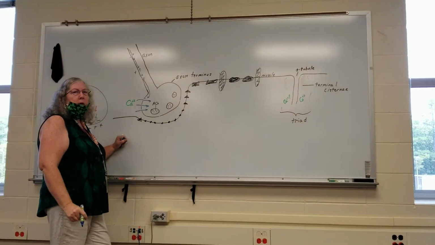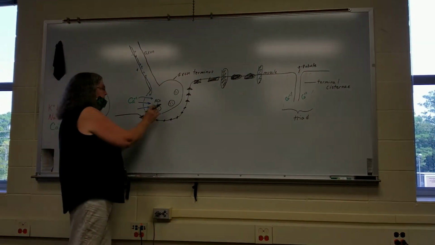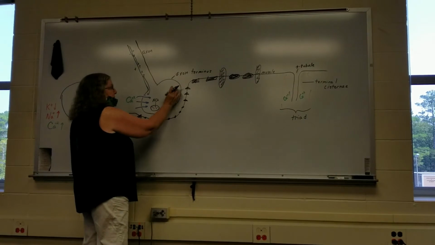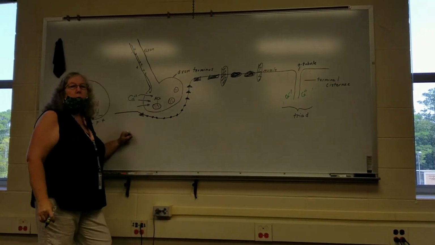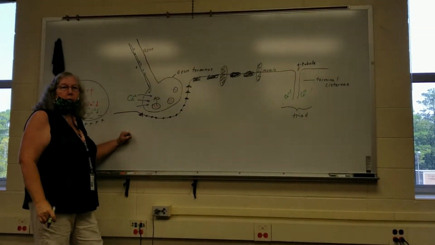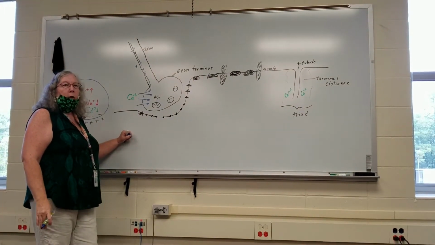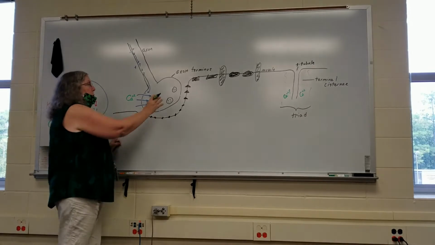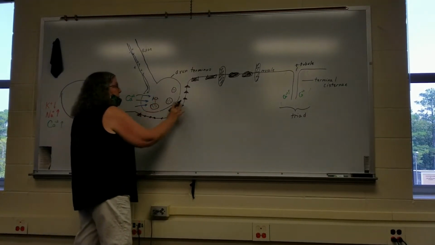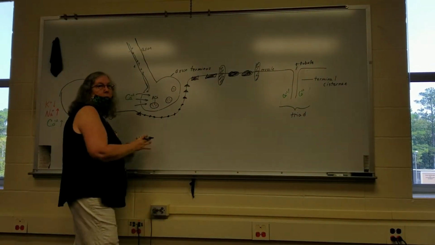What does the calcium do once it's inside? In the knob, you have these little vesicles. They are filled with the neurotransmitter acetylcholine. Now, in this case, we are looking at a neuromuscular junction, so we're looking at the connection of a neuron to a muscle. This will be a muscle over here.